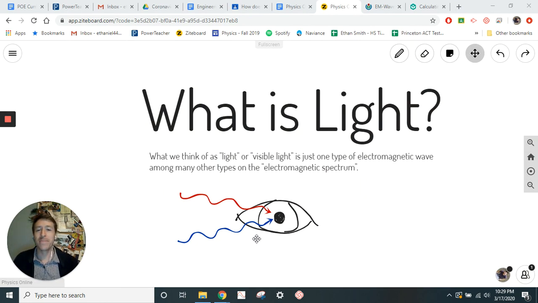So what is light? The things that we think of as light, this visible light, is just one type of electromagnetic wave. There's many other different types. They form this thing called the electromagnetic spectrum. There's a whole variety, and visible light is just one little slice, one section of that. But there are all these different types of electromagnetic waves.